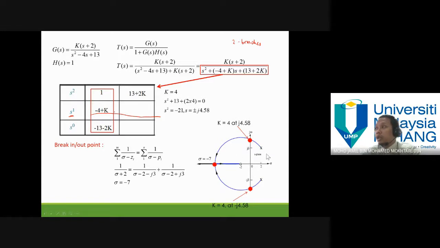Okay, so you can sketch the root locus because you have the jω axis crossing and break-in points. So always remember that your root locus always starts at the poles, and then one of them will go to the finite zero, which is at minus 2, and the other one will go to infinity. Okay, so you have 2 branches.